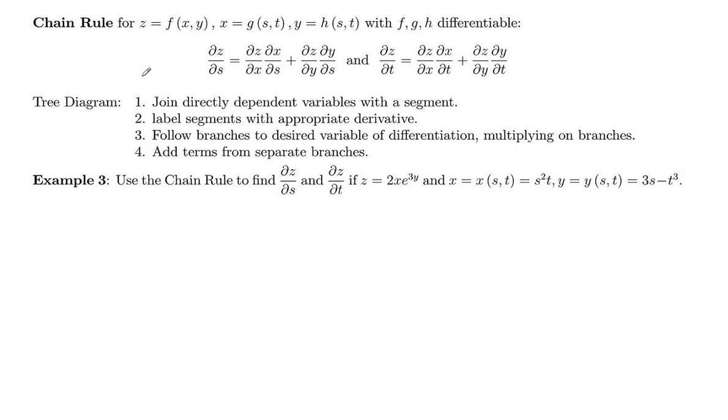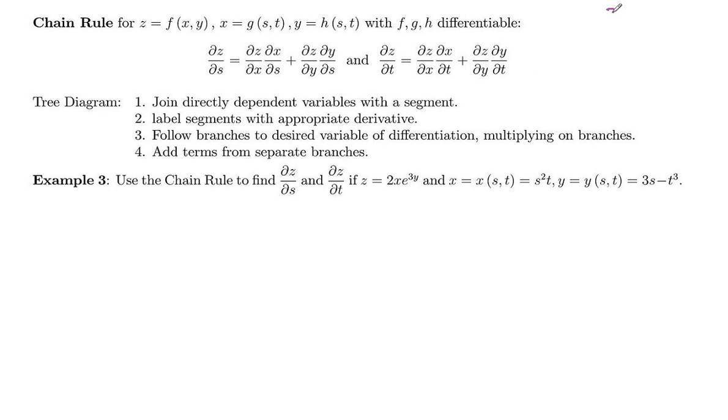Now you can also use the chain rule to get partial derivatives. So say z depends on x and y, x depends on s and t, and y depends on s and t. All those functions are differentiable. Then the partial of z with respect to s is dz dx, dx ds, plus dz dy, dy ds, and then a similar expression for dz dt.